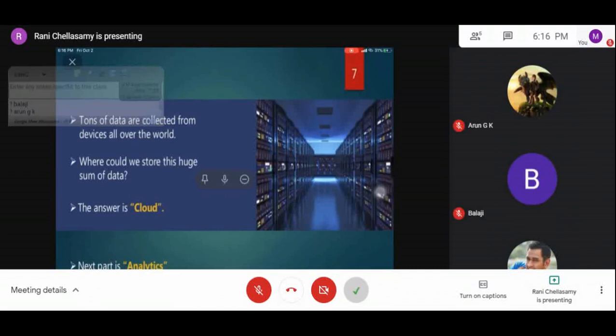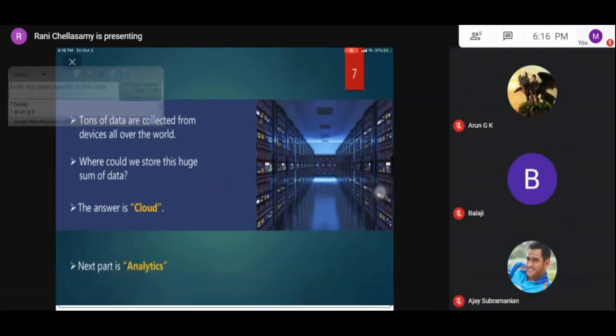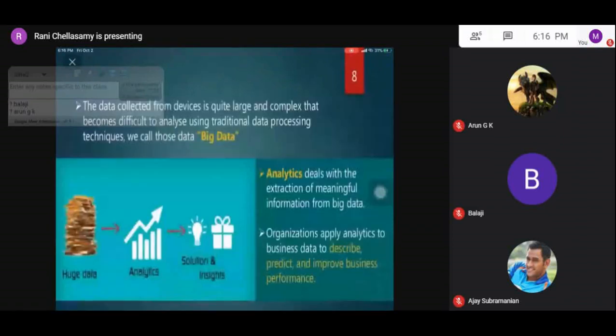So the solution is to store all this data in a cloud. After storing, the next part will be analyzing the information. So analytics is the next part after the storage of data in the cloud. And you must have heard about big data.